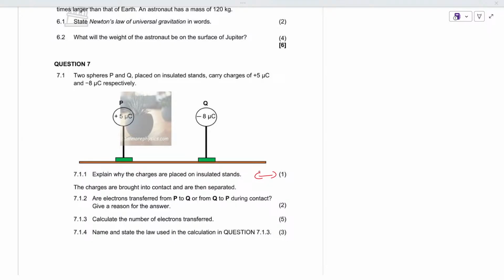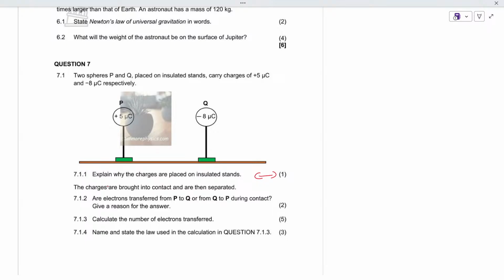Okay. So maybe give it a shot to say why the charges are put on an insulated stand. Give it a try. Maybe to avoid the leaking of charges. Yes, that's the correct terminology: to avoid the leaking of the charges, or to avoid the charges from being lost.